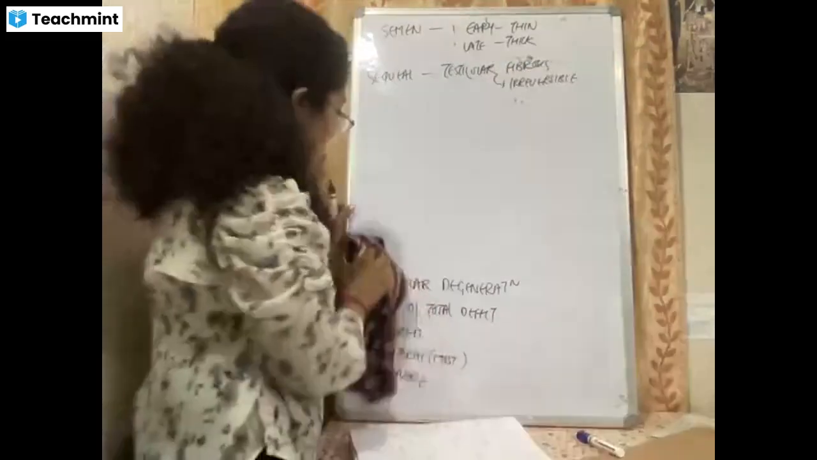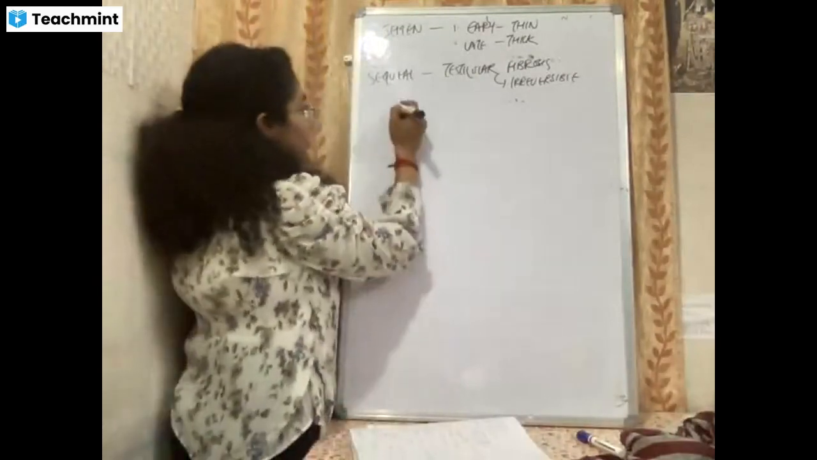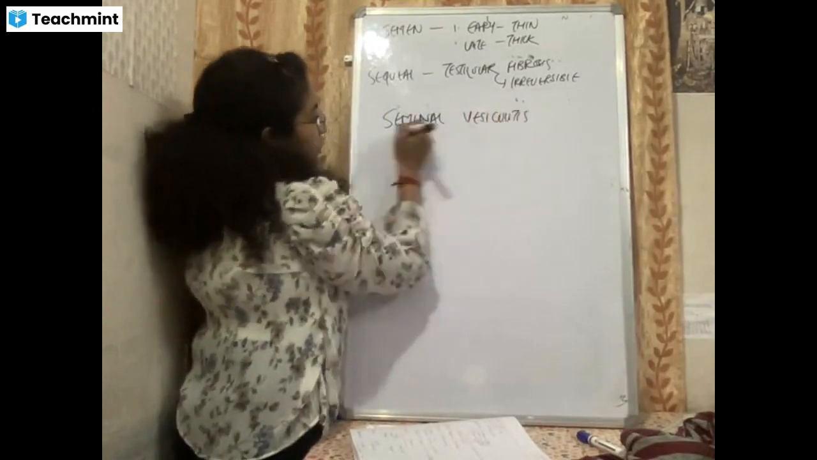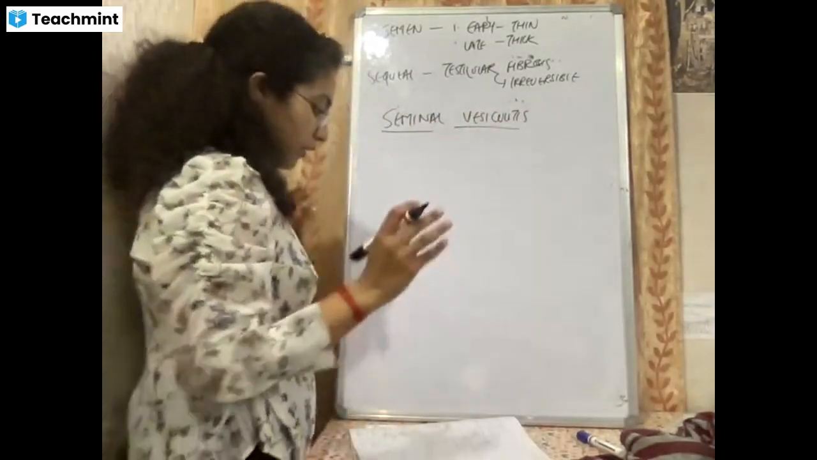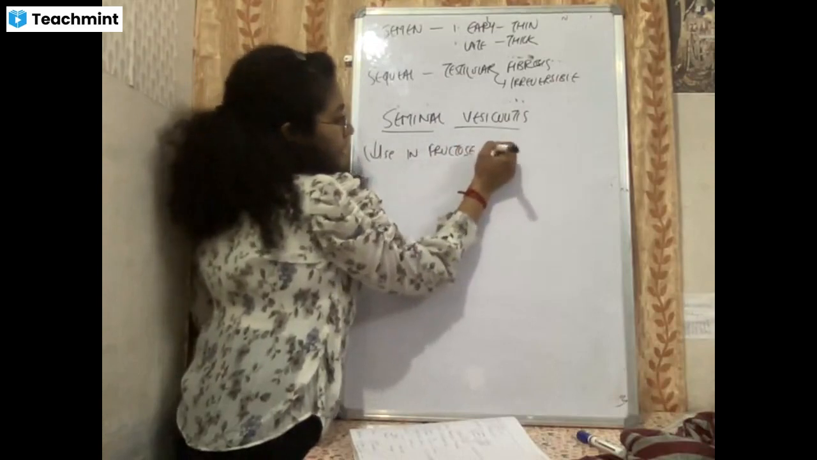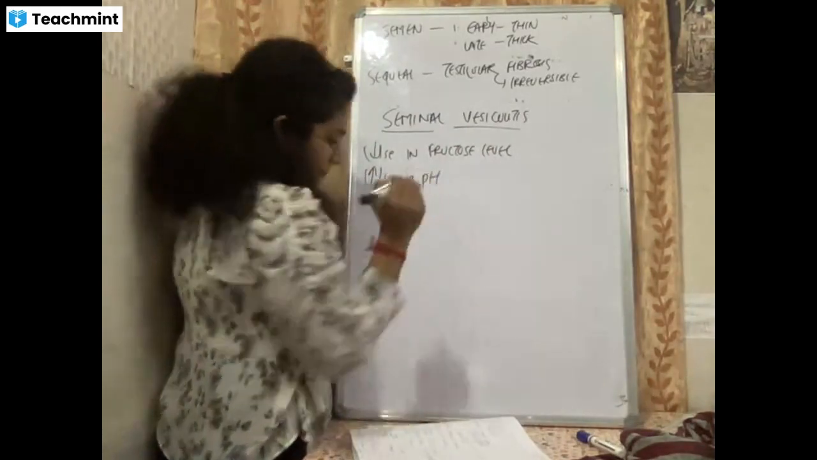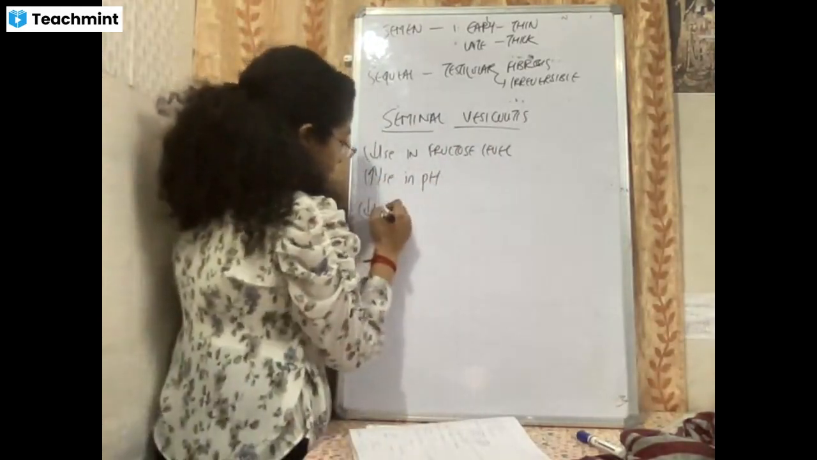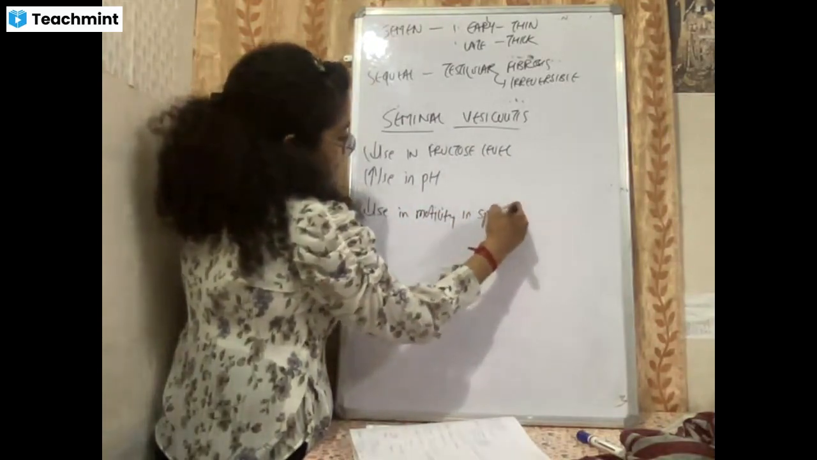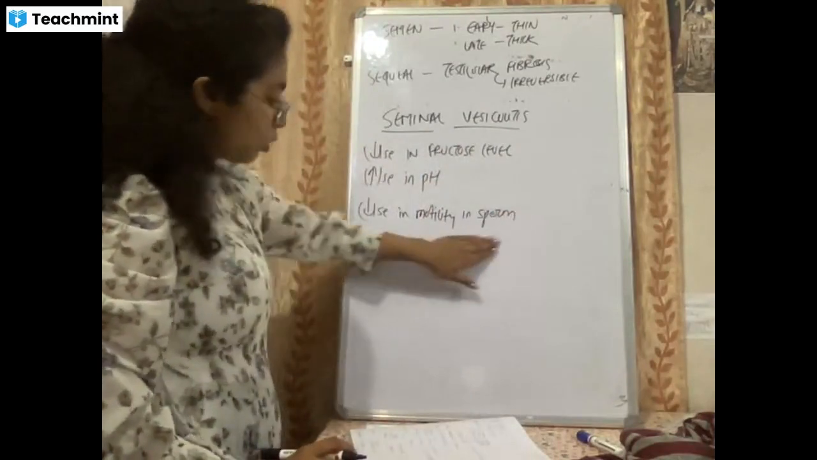Now we come to the next disease, that is seminal vesiculitis. Seminal vesiculitis: there is a decrease in fructose level, an increase in pH, and a decrease in motility of the sperm.